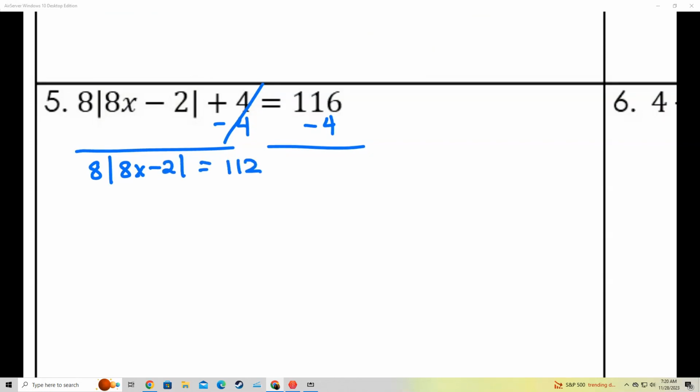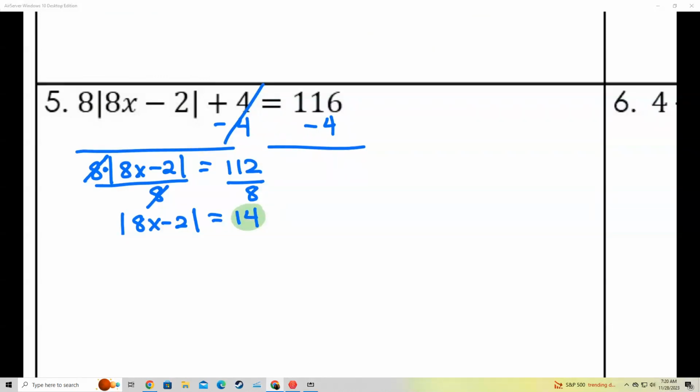This doesn't have any symbol between the 8 and the absolute value, so I need to know there's an imaginary dot, which means that absolute value is being multiplied by 8. And if I want to get rid of the multiplied by 8, I'm going to divide both sides by 8. These are going to cancel. I get the absolute value of 8x minus 2 is equal to, and when I divide these, I actually get the number 14.